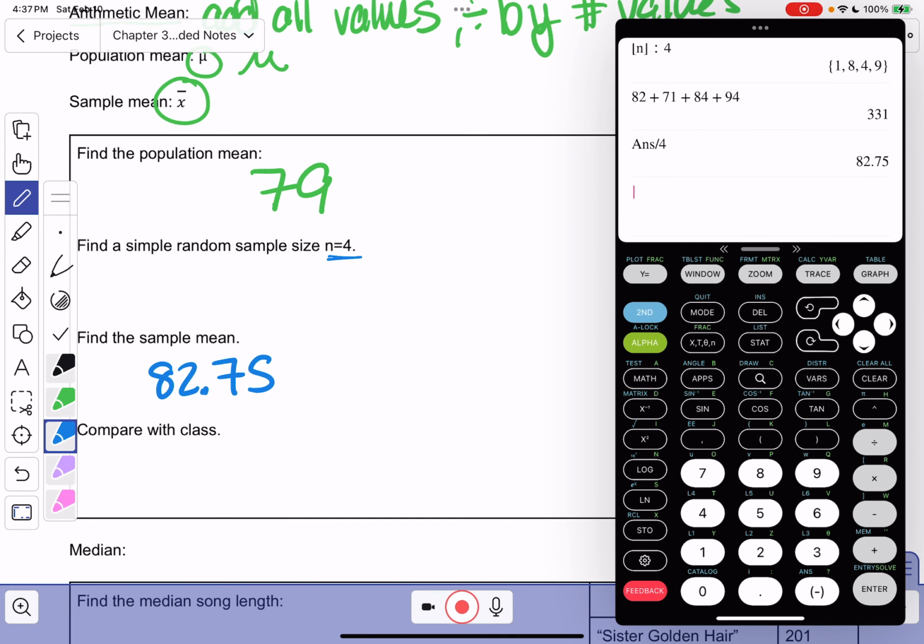Now, if everyone did their own random sample, we'd get different numbers. And if we compared them all, we'd all have different sample means because we'd have different samples. So if this is our population mean, notice my sample mean's a little bit higher. Yours might have been a little bit lower. Depending on what your sample was, that can change.